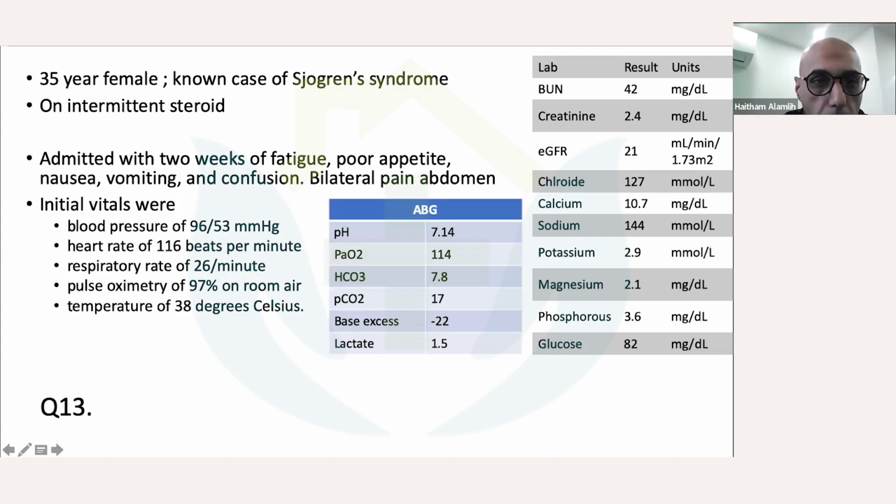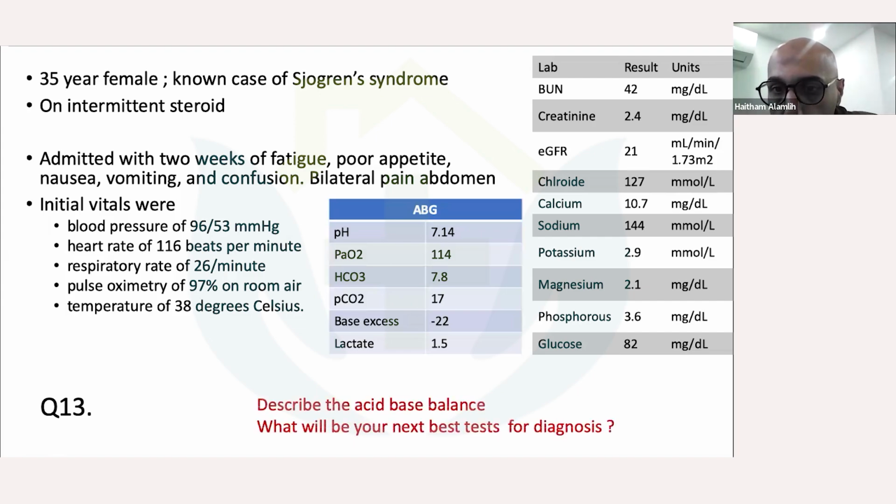Okay, so Sjogren's syndrome and intermittent steroid, confusion, poor appetite, nausea, vomiting, bilateral abdominal pain. The ABG shows metabolic acidosis. Anion gap is roughly, sodium 144. Describe the acid-base balance and what will be your next best test for the diagnosis. Describe the acid-base balance first, please. I'm checking the anion gap now.